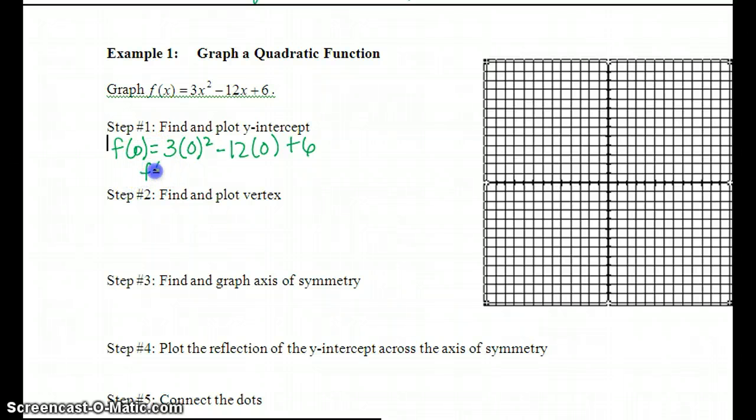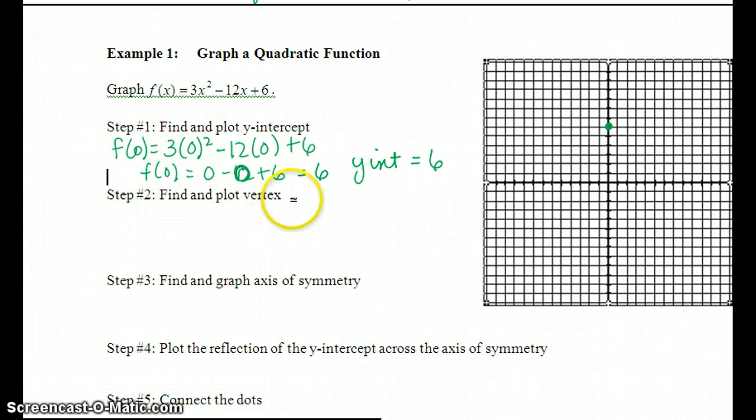That means f of 0 equals 0 minus 0 plus 6. Sorry, that looked like a 12, didn't it? Which equals 6. So my y-intercept equals 6. If I plot that, I just go on the y-axis 1, 2, 3, 4, 5, 6. Then I'm going to find and plot the vertex. I'm going to find the vertex by saying x equals negative b over 2a, and that's also what I'll use for my axis of symmetry.